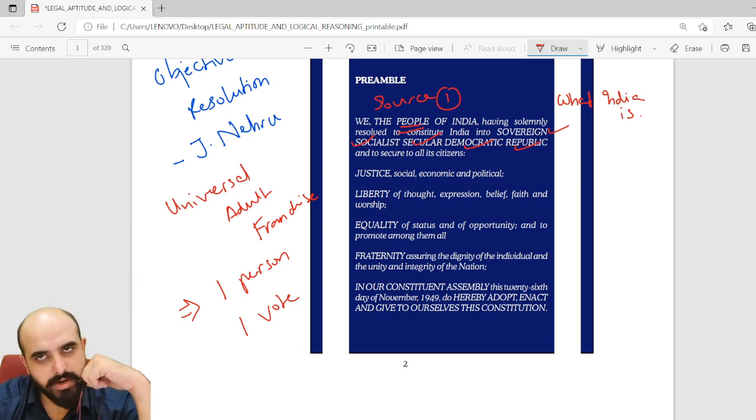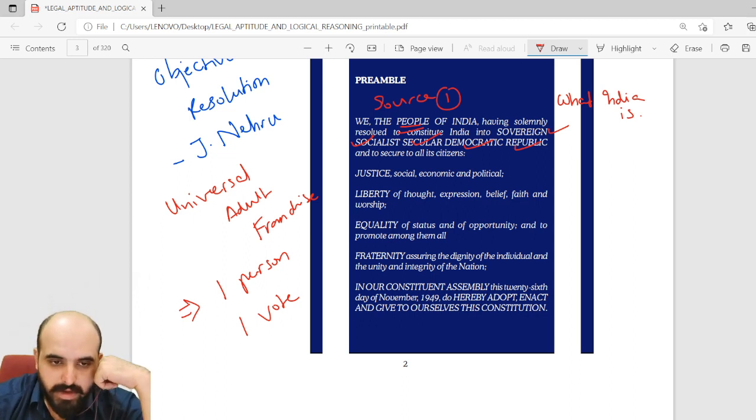On attaining majority, you have the right to vote, and by the concept of universal adult franchise, you will be able to elect your own government who will represent you in matters that concern the public. Okay. Now this was the second part as to what India is.